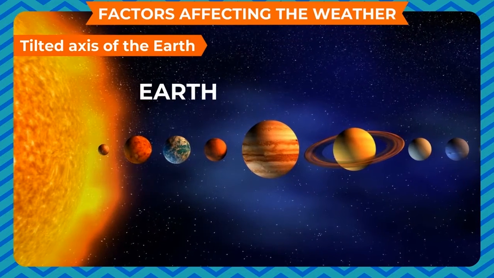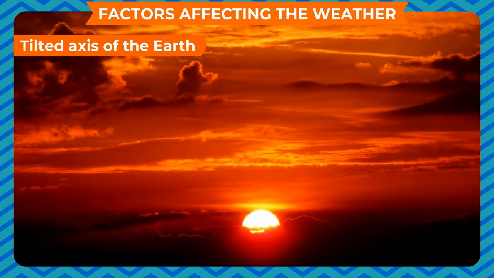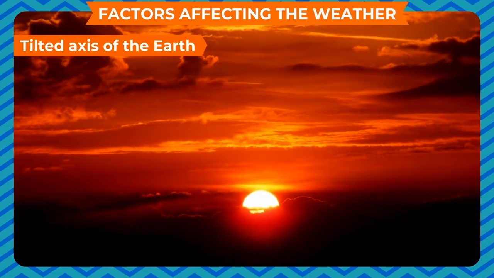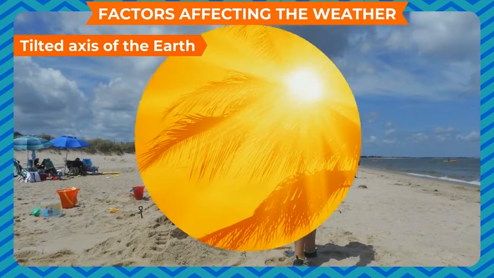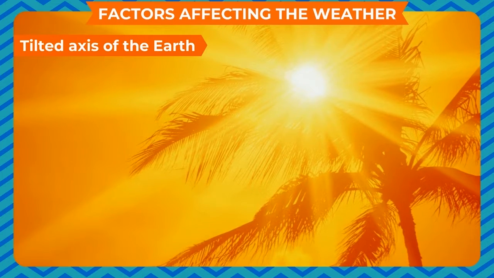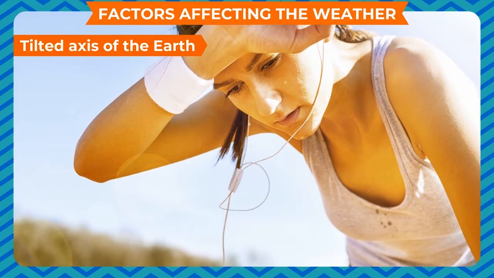Tilted axis of the earth. In the morning and evening, the sun rays fall in a slanting position on the earth, so we do not feel very hot. At noon, the sun is positioned directly overhead, so we feel very hot at noon.